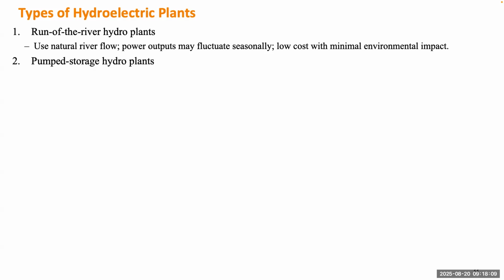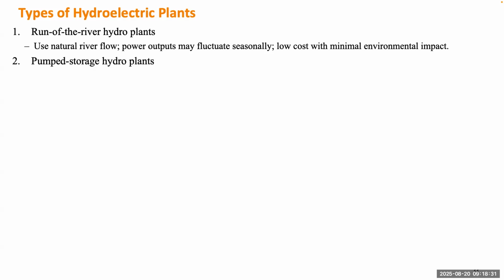So the output really depends on the water flow. In the rainy season, the water flow is higher, so you can have a higher generation. But in the dry season, you don't have much generation. But the cost can be very low to install and maintain such power plants. And they also have very small environmental impacts.